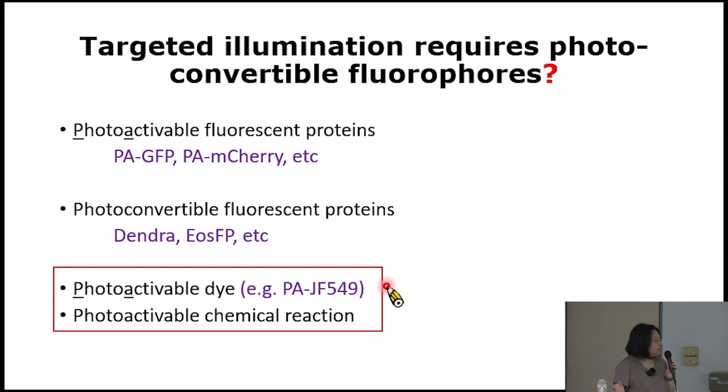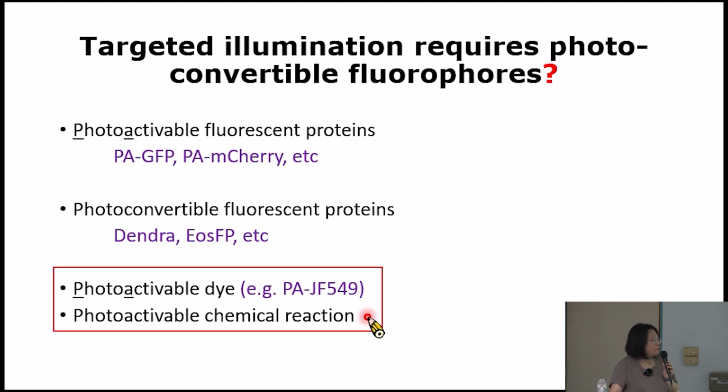For example, scientists have been using photoactivatable dye. It's just a dye, so your tissue is not pre-engineered. You just add a dye, and you can photoactivate that. We'll show you an example in a second. It could also be that you can use a photoactivatable chemical reaction which allows you to mark the cell of interest for your purpose.